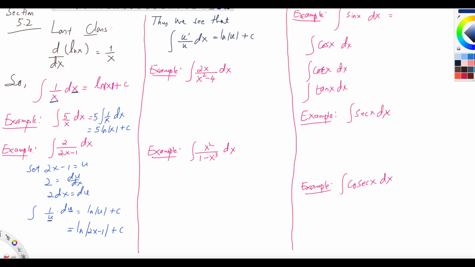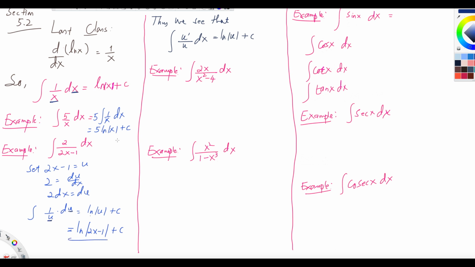It is 2, right? Because the derivative of 2x is 2, and the derivative of 1 is 0. So the derivative of 2x minus 1 is 2. You see that? Since the denominator function has its derivative in the numerator, the final answer is natural log of the denominator function. That's what we got here.